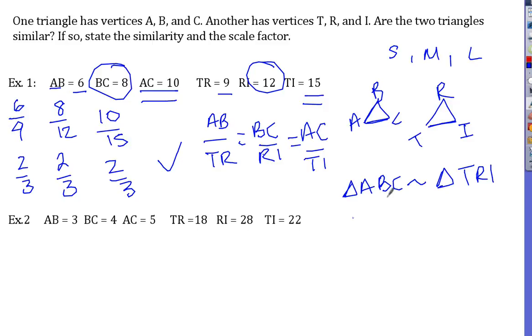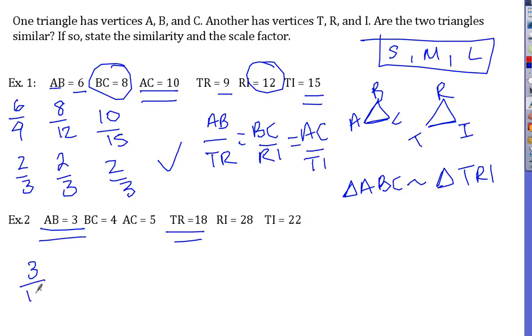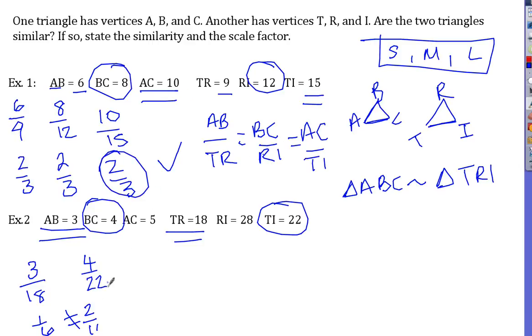Here, let's do it again. Like I said, my trick is small, medium, large. So the smallest side here, 3 to 18, reduces to 1/6. The medium side here is 4, and the medium side here is 22. 4 over 22 reduces to 2/11. So this is already not equal. Scale factors have to be the same. Before, the scale factor was 2/3; here there's no scale factor because they're not similar.